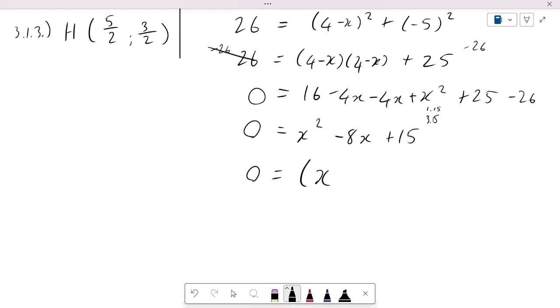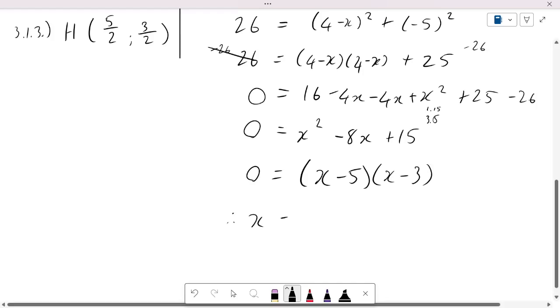The negative goes to the biggest one, which is going to be minus 5 over here. And then we're going to have a negative, and a positive gives a negative. So it's going to be x minus 3. And therefore, we're going to have x is equal to positive 5, or x is equal to positive 3. So here, we have two values.